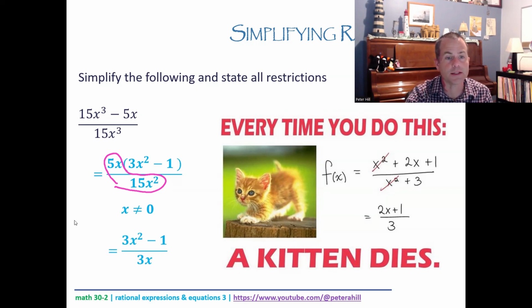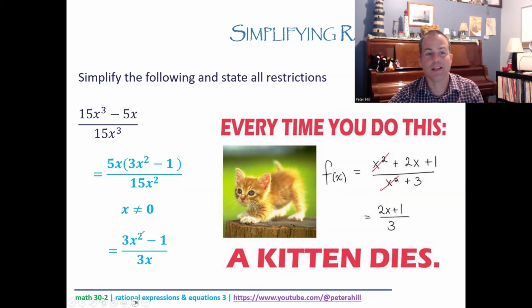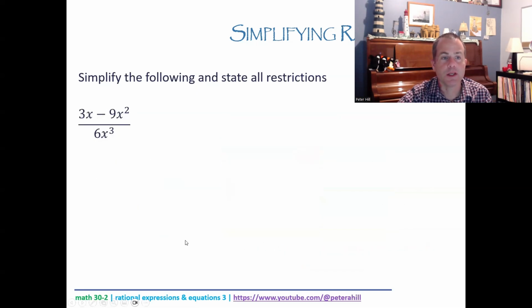Now, don't get caught looking at this part right here and saying, oh, can I do something with that? Dude, I just told you, no, you'll kill a kitten, okay? So this is your final answer. This is perfect. Okay, 3x squared minus 1 over 3x. Okay, awesome. Let's try another one.